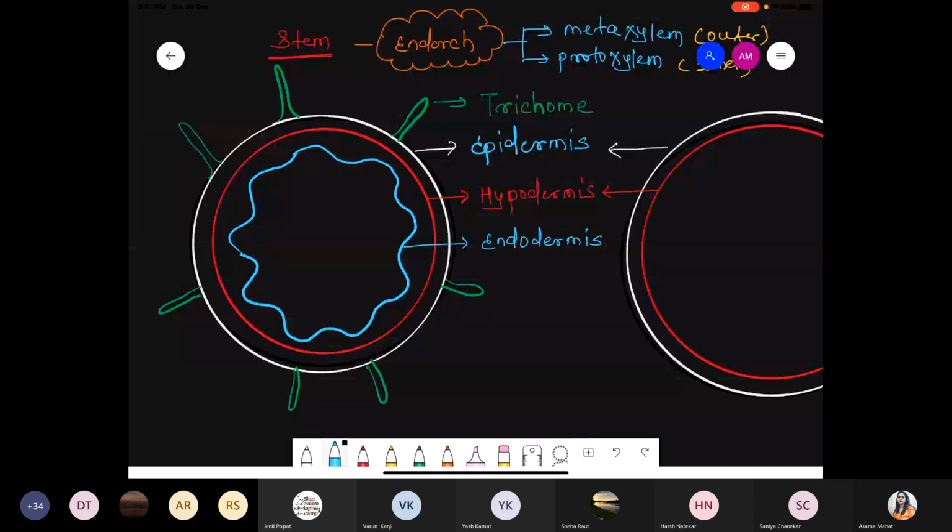So here we are talking about trichome, then epidermis, then hypodermis, and below now there is a presence of the endodermis. Okay. Now we have to select the specific type of cell that we are talking about, that is pericycle. So we have to draw pericycle also. These are the white color, nothing but below the endodermis. Now there is a presence of the pericycle.